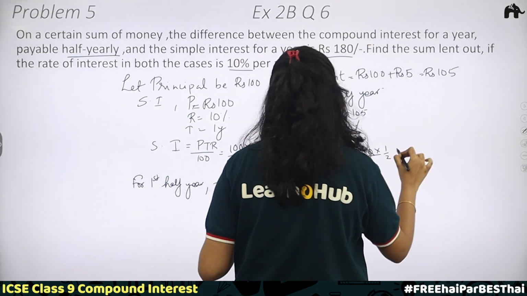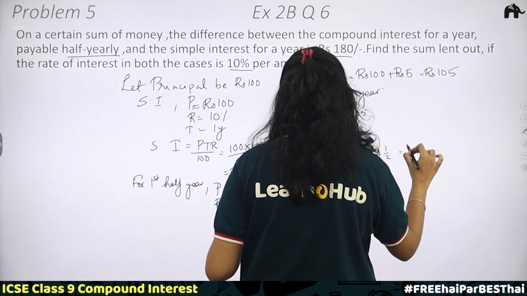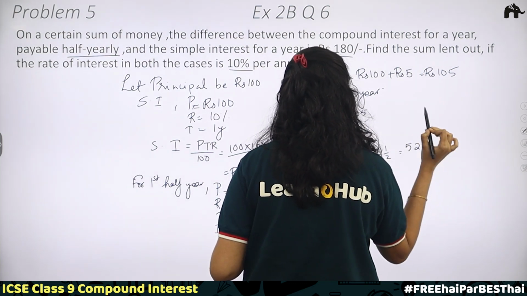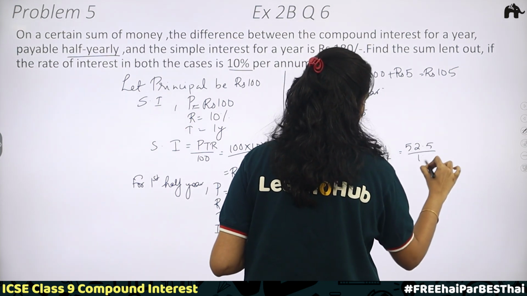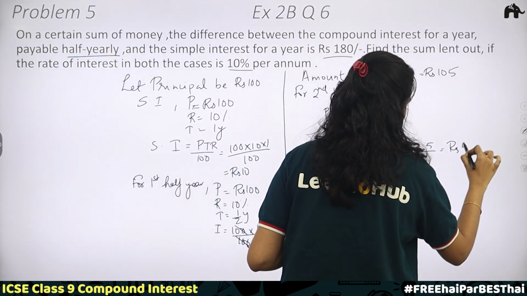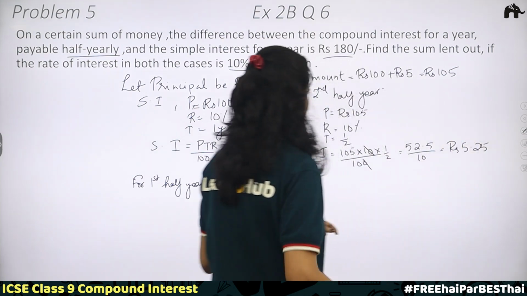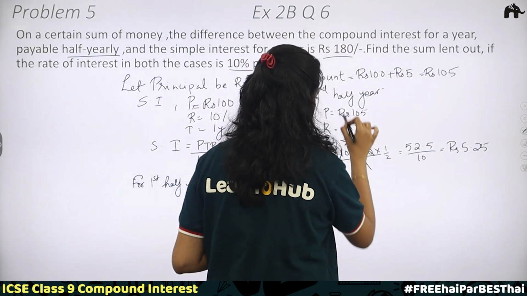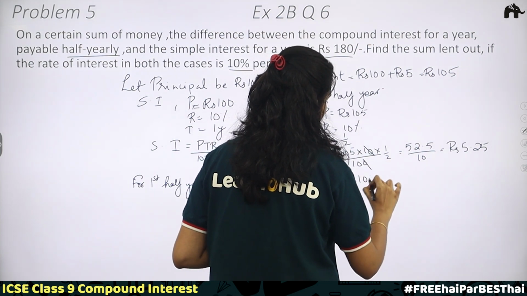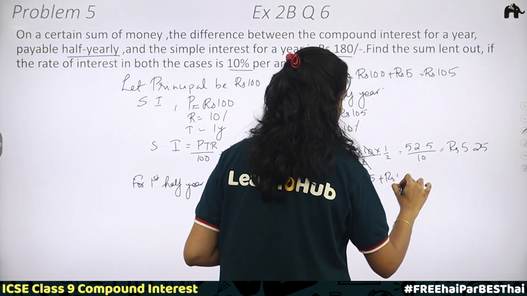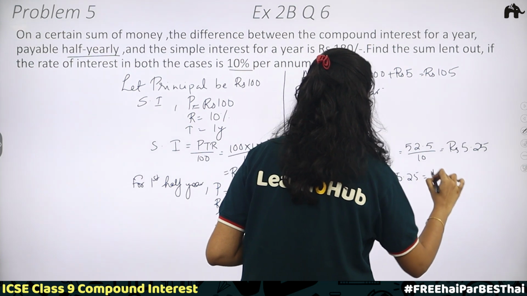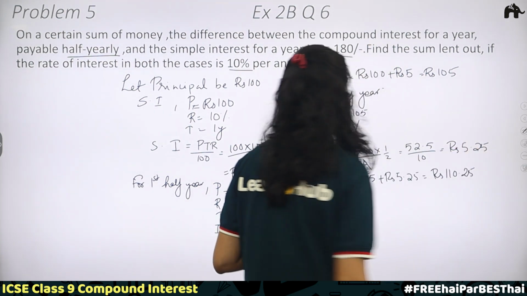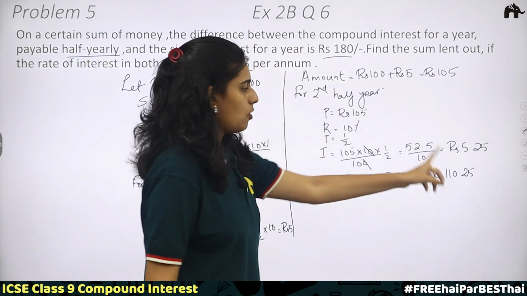105 divided by 2, you will be getting 52.5 divided by 10, which is rupees 5.25. Okay, this is the interest. Then what is the amount? Amount will be equal to principal rupees 105 plus interest rupees 5.25, which is equal to rupees 110.25. So the amount is rupees 110.25.